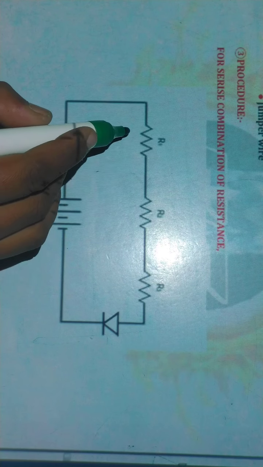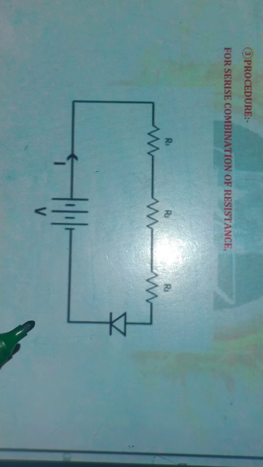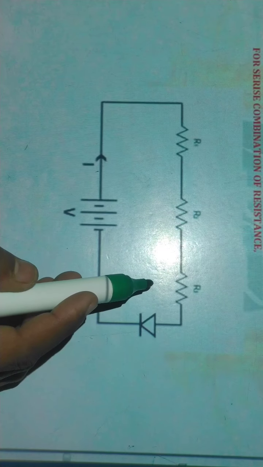These are the series combination. These 3 resistances are connected in a series manner. So for the series combination, let's see the circuit diagram.